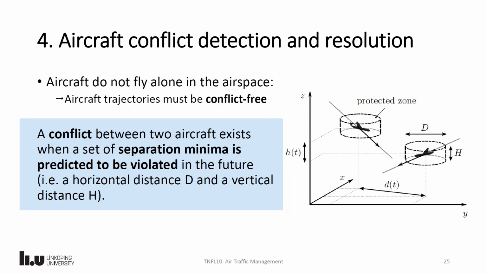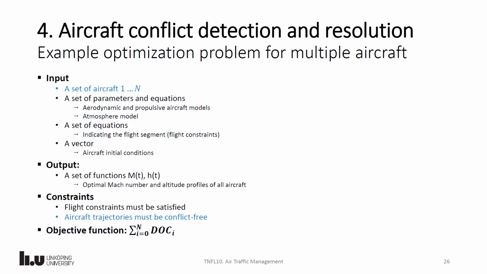But if we want to optimize the trajectories, if we want to fly with continuous climb, or we want to fly with cruise climbs, we have to take into consideration other kinds of techniques, other kinds of measures to prevent those conflicts. So this could be an example of the optimization problem as we saw in class, but now for multiple aircraft. The inputs are the same, but we have added a new input, which is that instead of one aircraft, we have a set of aircraft, which goes from 1 to n.